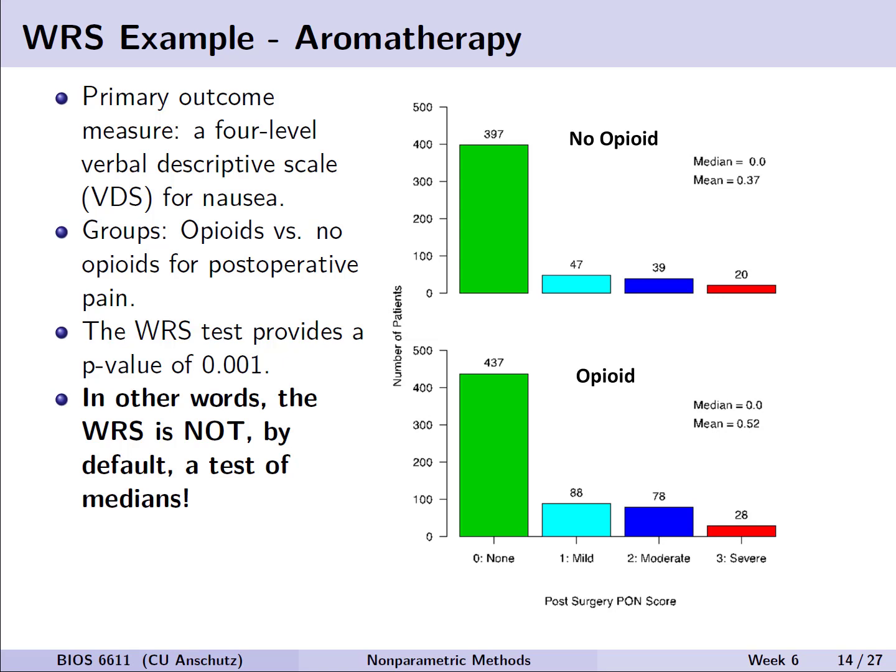However, if we look at the summary of our statistics, we first note that they are skewed pretty heavily towards this ordinal category 0 for no postoperative nausea. And also then if we calculate the median score, or 0, 1, 2, and 3, and treat them as numeric values, we see in both cases the no opioid and opioid group both have medians of 0. So in other words, even though the Wilcoxon rank sum test is significant, it is not actually, by default, a test of the medians. Strictly speaking, what we're saying here would be that the mean ranks of our two groups are significantly different between the opioid and no opioid groups.